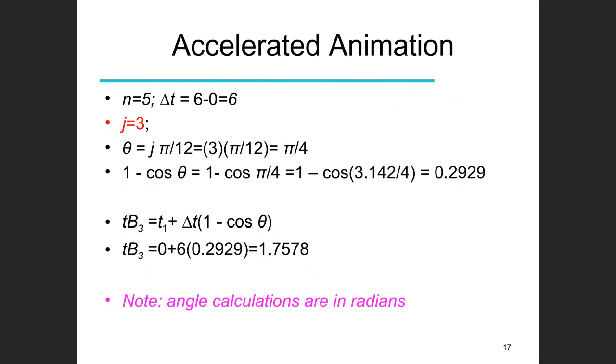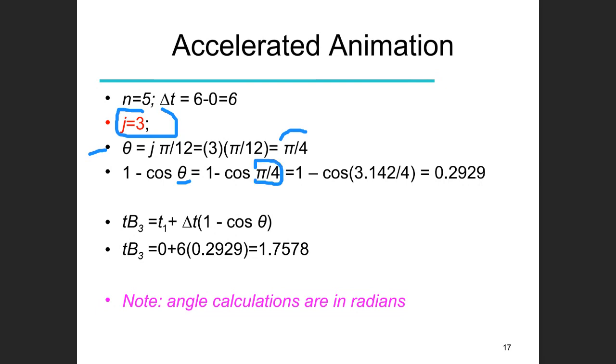Similarly, for the time for the third in-between, we have to calculate with j equal to 3. Again, in theta we put the value for j multiplied by pi divided by 12. We calculate theta, and we substitute the value of theta in the equation 1 minus cosine theta. So theta here is pi by 4.